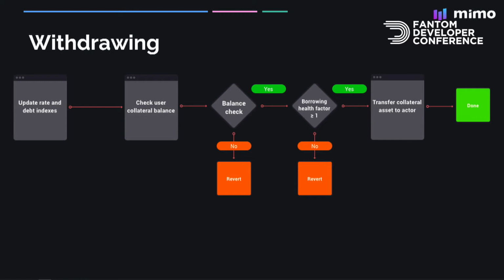The last transaction is the withdrawing. So once the user has deposited some collateral, once he has borrowed some stablecoin and then repaid them, it's time to withdraw and to get back the collateral. So what happens here? Basically, we need to do 2 checks. The first one is making sure that what the user is trying to get back is actually in the vault. And the second one, we have to make sure that once the withdrawal happened, the vault is still healthy, right? So the first step, as usual, update the rate and debt indexes, check the user collateral balance, as I said, and after that, we can transfer all the collateral to the user.